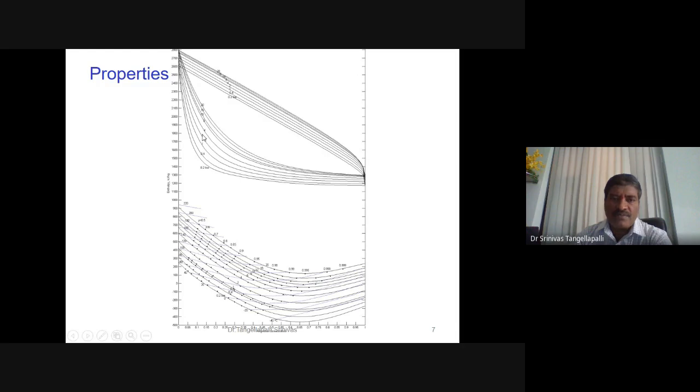Then we have to stop at the auxiliary curve. Once it meets the auxiliary curve, we have to change the direction. Instead of a vertical line, we draw a horizontal line till meeting the saturated vapor curve. Then we join the first point, the saturated liquid point, and the saturated vapor point, so that we get a straight line.